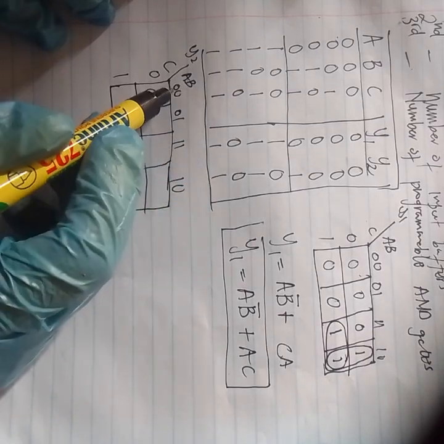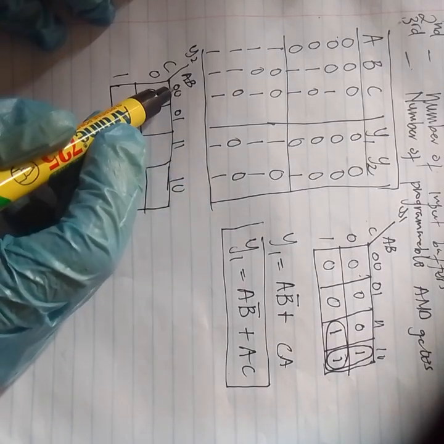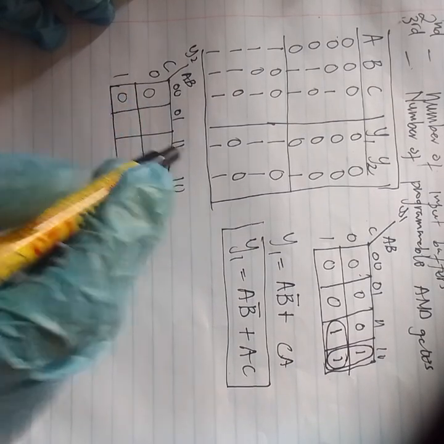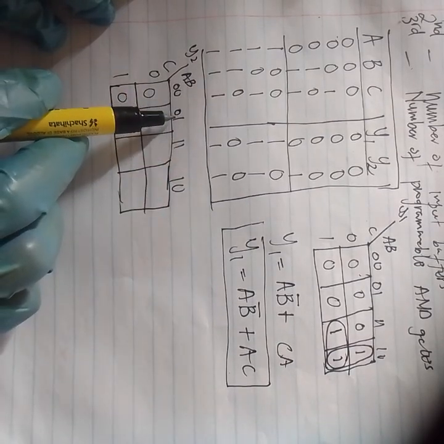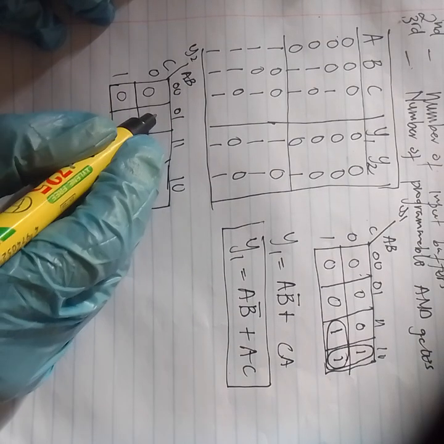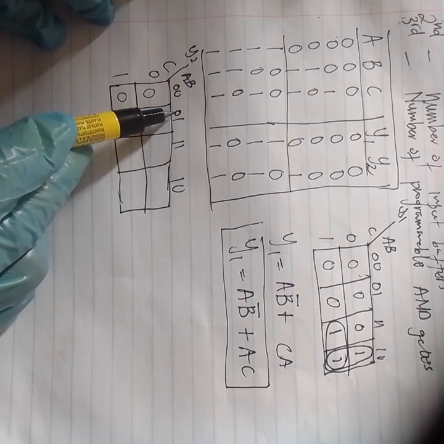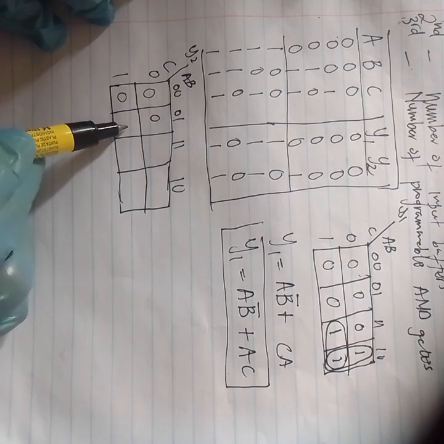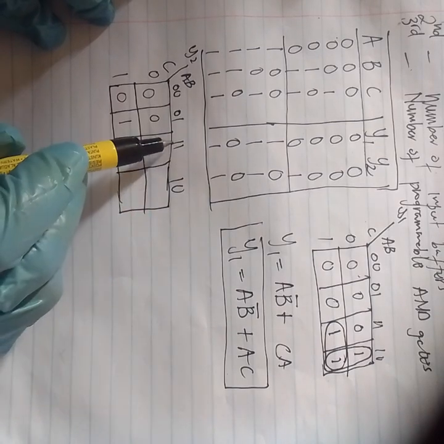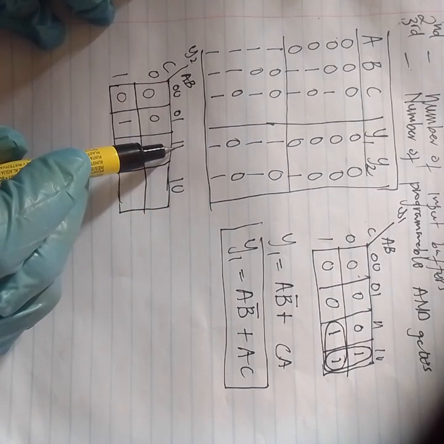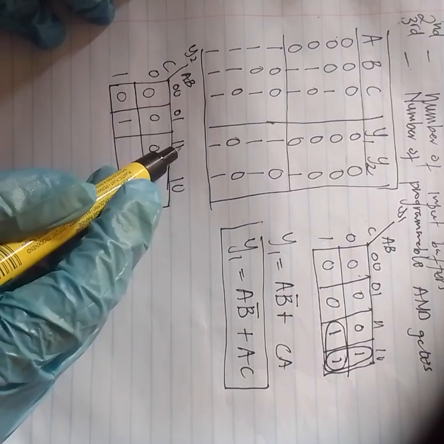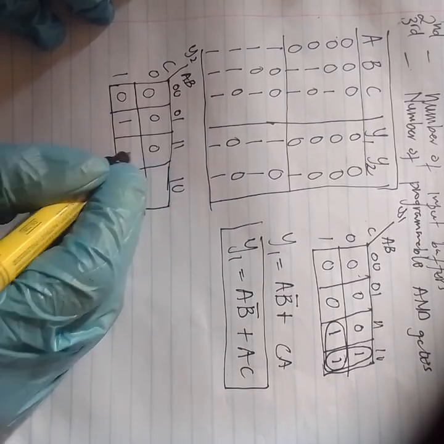When A is 0, B is 0, and C is 1, the output is 0. When A is 0, B is 1, and C is 0, the output is 0. When A is 0, B is 1, and C is 1, the output is 1. When A is 1, B is 1, and C is 0, the output is 0. When A is 1, B is 1, and C is 1, the output is 1.